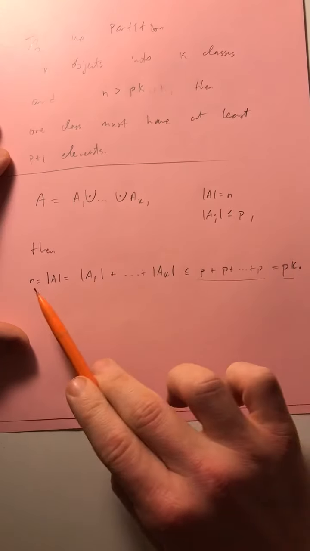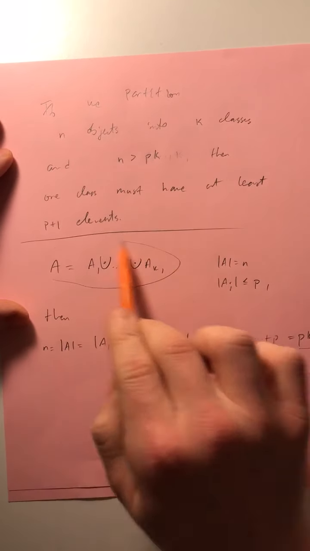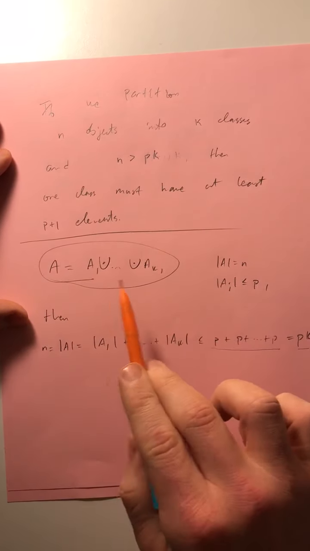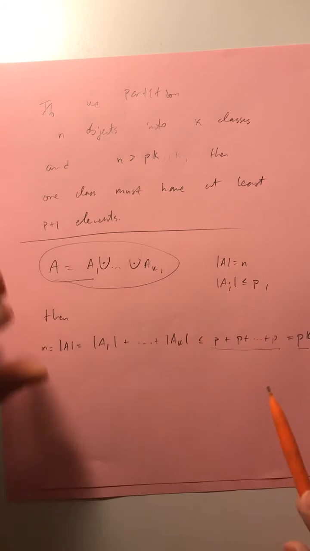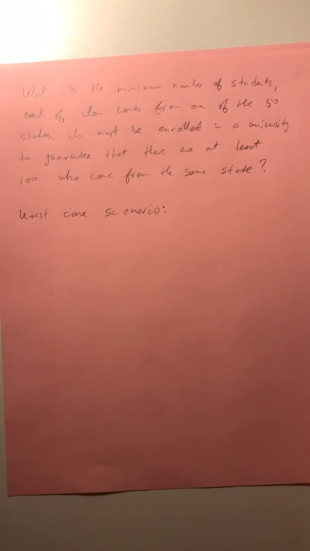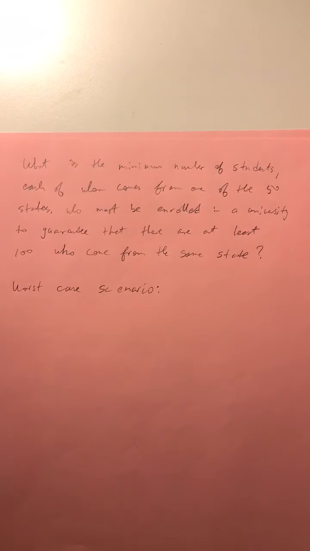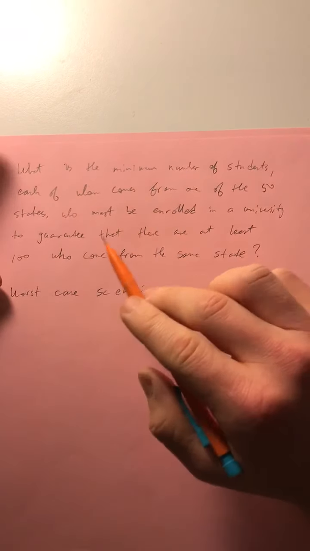So by contraposition, if n is greater than pk, then I cannot do this, right? I can't split A up into k classes that have at most p things in them. At least one of them is going to have p plus 1 or more things in it. Okay? So, just one of the exercises from the book is to see how we apply this.